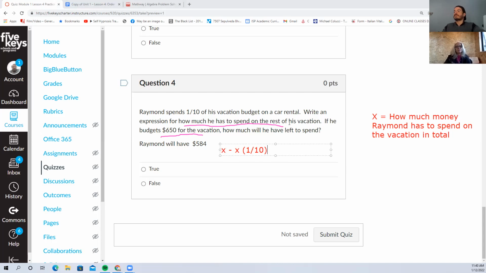Okay, so I'm now going to evaluate this expression for $650. Where's my handy dandy annotator? Okay, so if I say 650 minus 650 times 1/10.